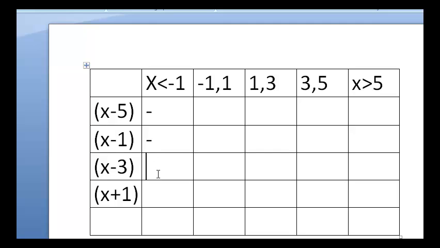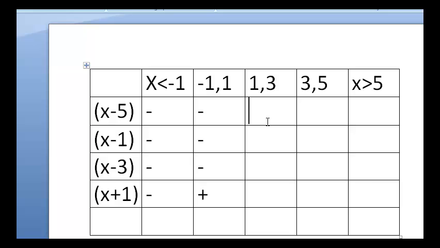Negative 2 minus 3, negative number. Negative 2 plus 1 is still a negative number. So now we're going to pick a value between negative 1 and 1. So let's go with 0. So 0 minus 5, negative number. 0 minus 1, negative number. 0 minus 3, another negative. 0 plus 1 is a positive number.